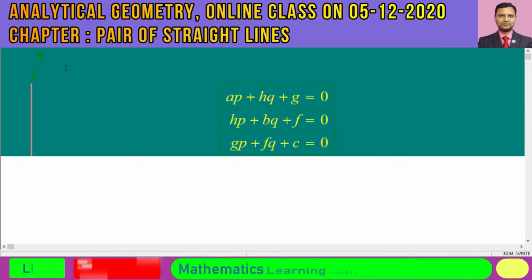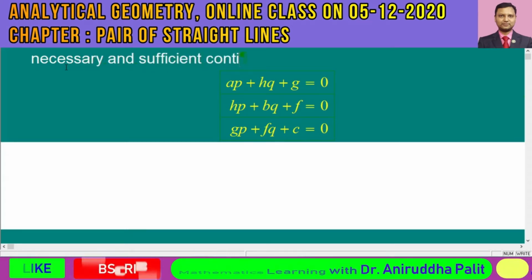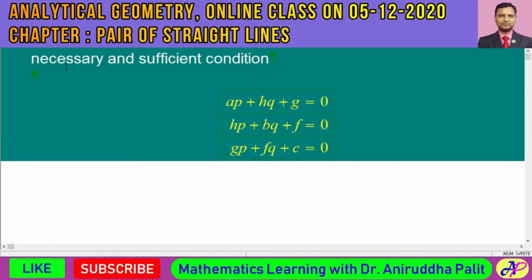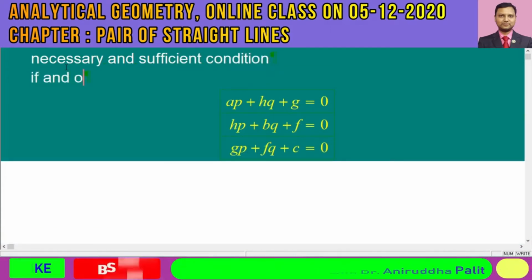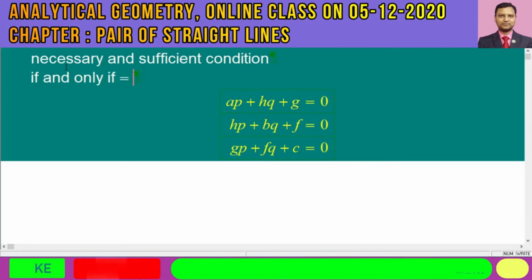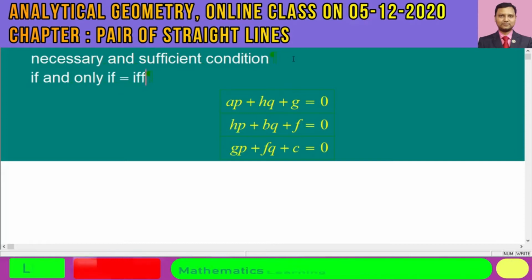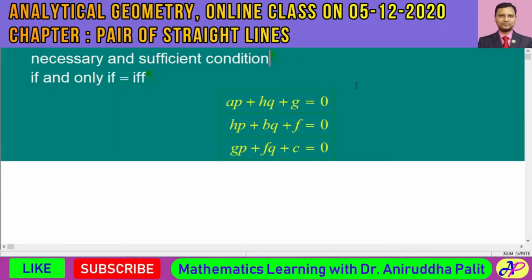One is called the necessary and sufficient condition, and the second one is called if and only if. In shortcut we write if and only if in this way, iff, with a double f. So these are standard notations that are used throughout mathematics and in different branches of science as well.